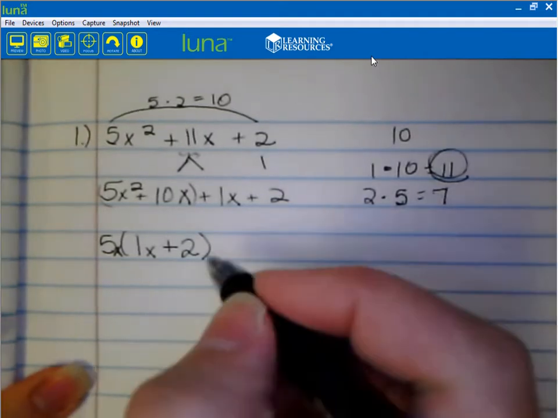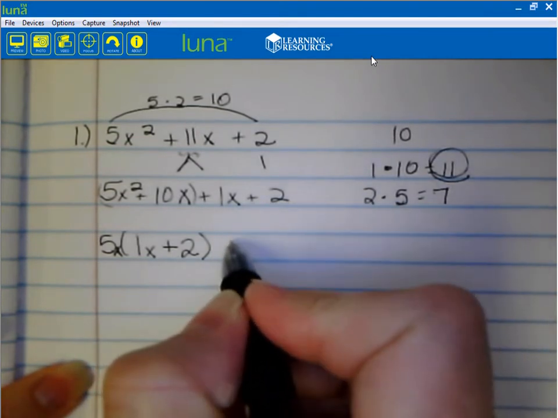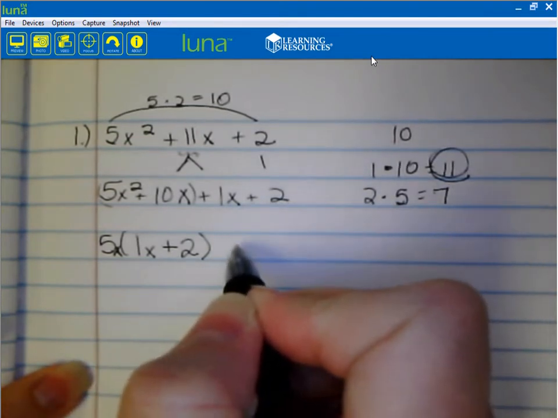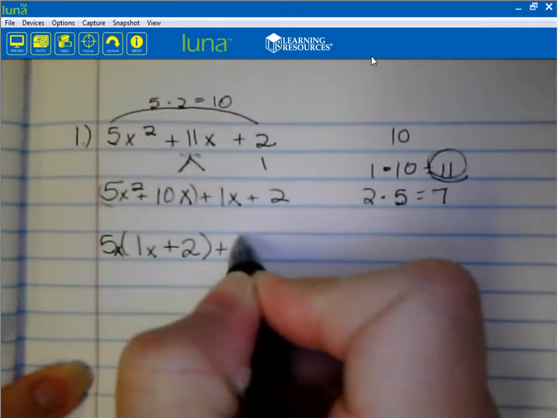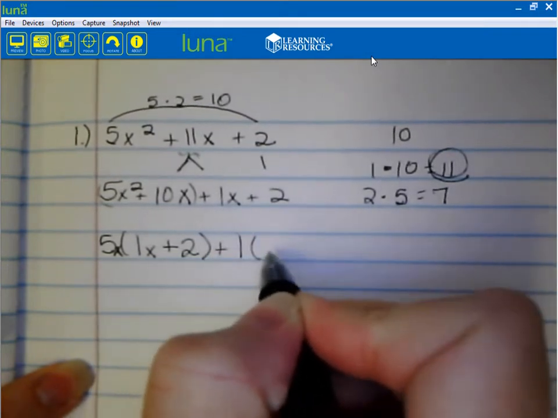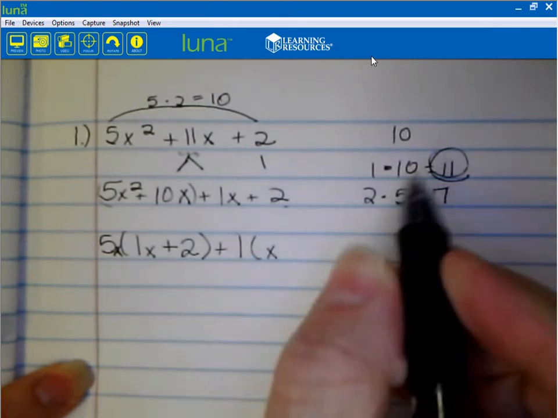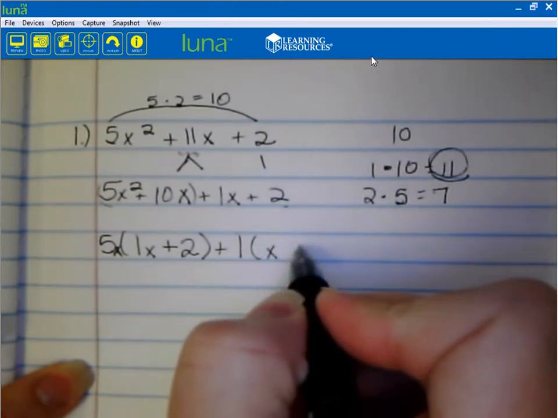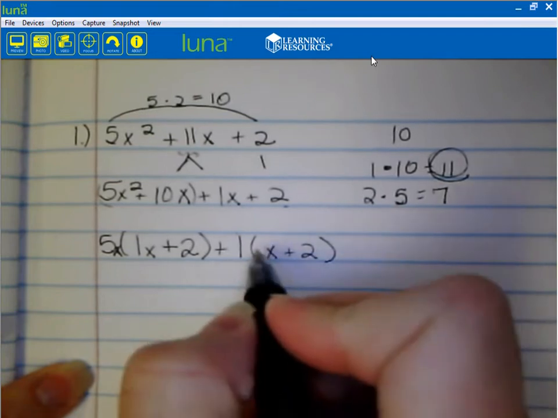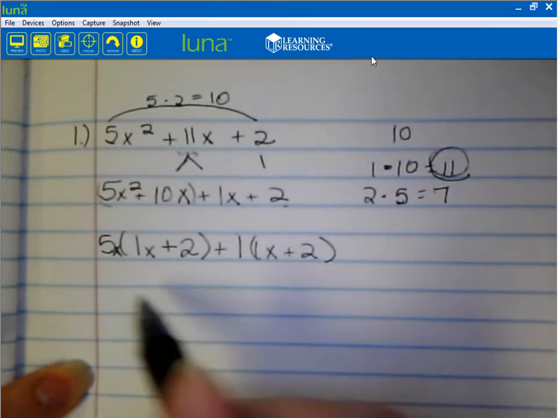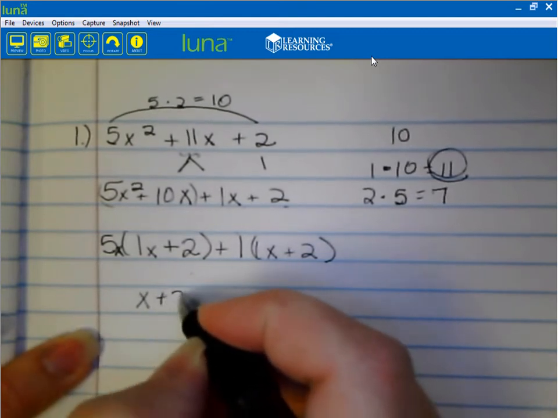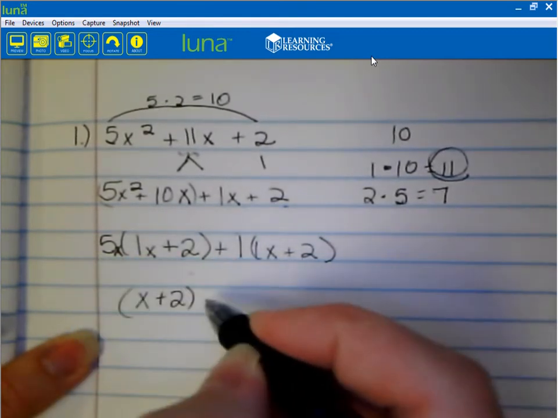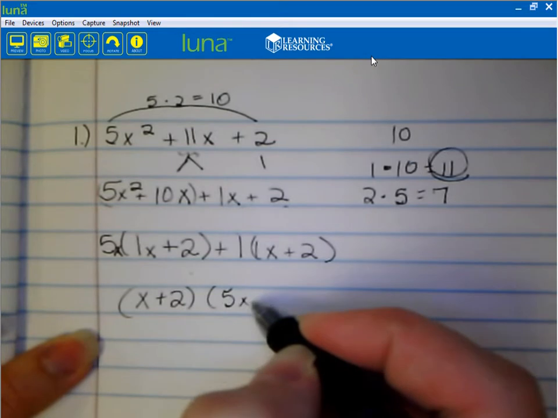Now my next set, I have 1x plus 2. The only thing that I can factor out here is a 1. So I'm going to say plus, and then I'm going to say 1. And I can't factor out an x because I don't have an x over here, and then 2 divided by 1 is still 2. So 1x plus 2, 1x plus 2, that's going to go in my first parentheses, and I can write that as x plus 2. And then I have 5x plus 1 in my second set of parentheses.